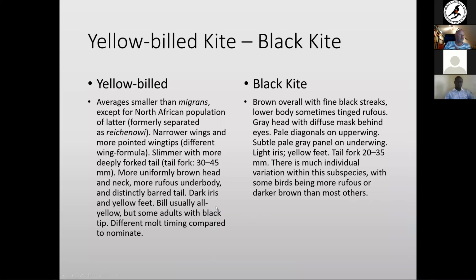So to go through it quickly, the yellow-billed kite is a bit smaller than black kite. It's more uniformly colored. It has a more deeply forked tail and distinctly barred tail. The black kite has some more white in it, a paler head that is contrasting to the rest of the body. And so the big problem with yellow-billed kite is the juveniles that have black bills, not yellow bills.